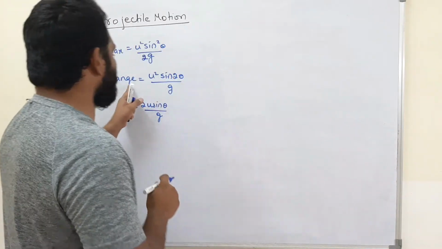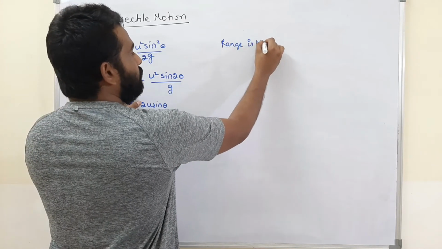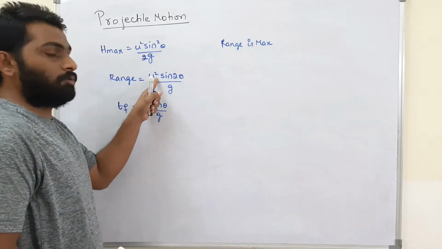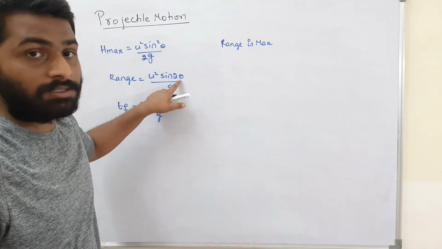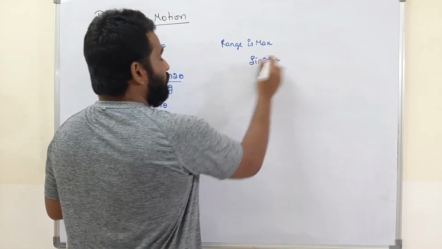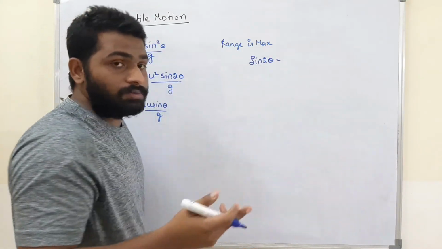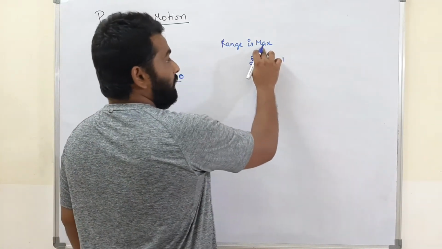Now when will the range be maximum? When the range is maximum, u is constant, g is constant. At what angle is the range maximum? What is the maximum value of sin 2 theta? The maximum value of sin is 1. Therefore, when sin 2 theta is 1, this will be the maximum range.